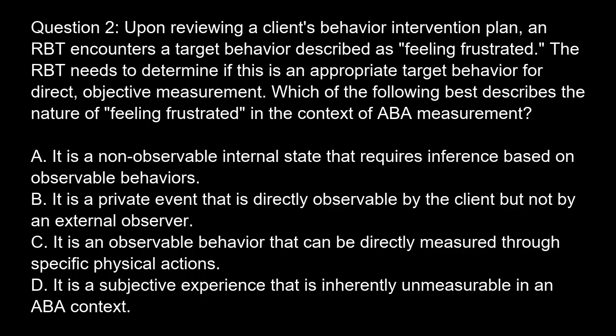Option B. It is a private event that is directly observable by the client but not by an external observer. Option C. It is an observable behavior that can be directly measured through specific physical actions. Option D. It is a subjective experience that is inherently unmeasurable in an ABA context.